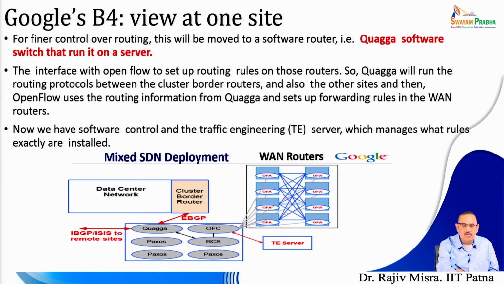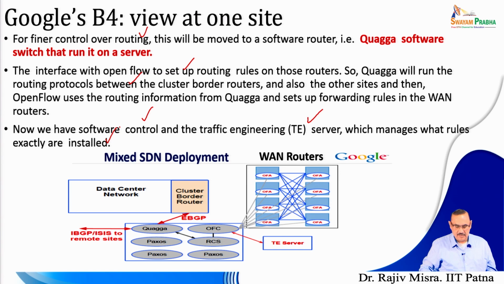For finer control over the routing, this is moved to a software router, that is, a software switch that runs on the server. The interface is with OpenFlow to set up the routing rules, and that particular software switch will run the routing protocols between the cluster borders and also other sites. Then OpenFlow uses the routing information from the software switch and forwards the rules to the wide area network router. Therefore, it has a software control and traffic engineering server, which manages what rules exactly are installed.